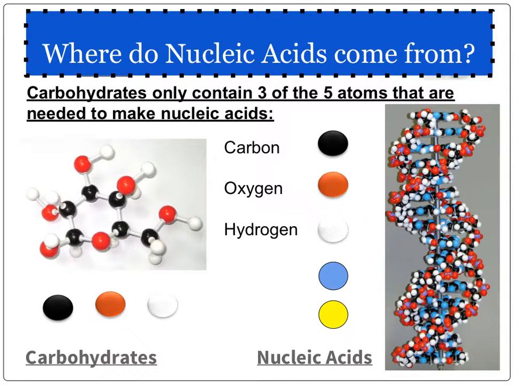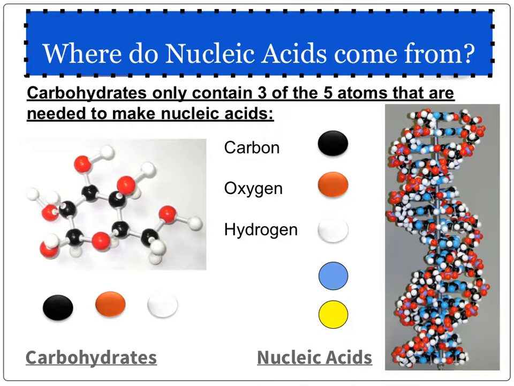As you can see here, carbohydrates have carbon, hydrogen, and oxygen, as do the nucleic acids. This is another model of nucleic acid. But there are some interesting colors showing up. There are some blues and yellows.